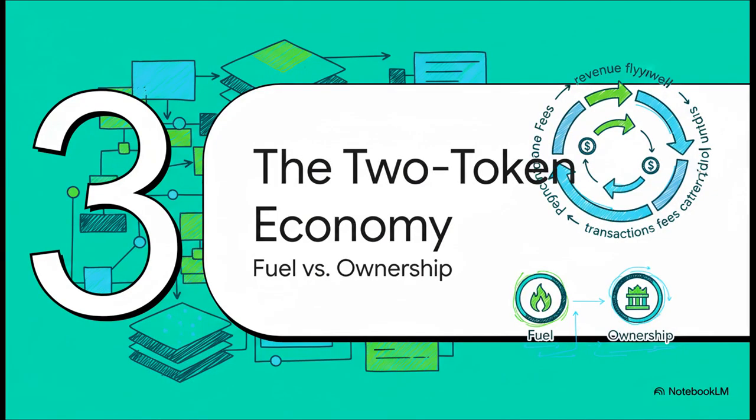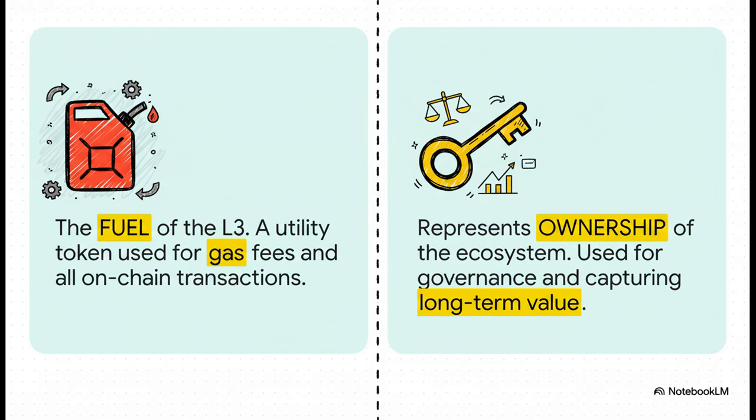All right, this next part is where things get really interesting. Let's talk about the two-token economy they've set up. It's all about fuel versus ownership. So they've got this brilliant separation of powers. You've got GImpact on one side and GNIM on the other. Think of GImpact as the fuel. It's the operational currency, the gas that powers every single transaction on their Layer 3. Then you have GNIM. That's the ownership token. It's like the stock in the ecosystem. It represents governance and captures that long-term value.